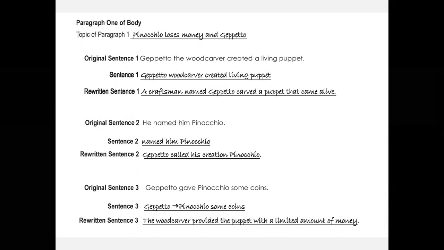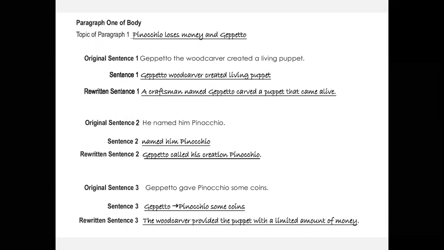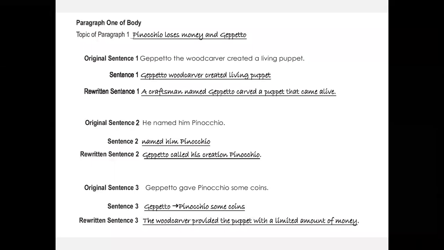So since this is a step-by-step lesson, it has samples. So you can see in the paragraph 1 of body, it has Pinocchio loses money and Geppetto meets Geppetto, or Geppetto creates him. And then original sentence 1 said Geppetto the woodcarver created a living puppet. Their outline might have said Geppetto woodcarver created a living puppet. And then the rewritten sentence says a craftsman named Geppetto carved a puppet that came alive.